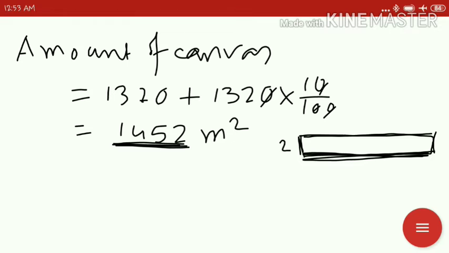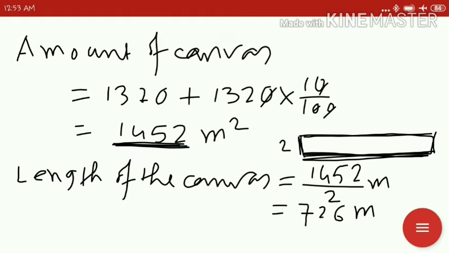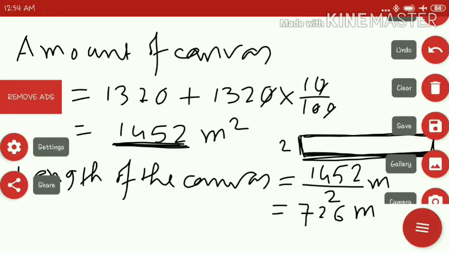If the breadth is given, to find out the length we have to divide the area by its breadth, sorry. So the length of the canvas will be 1452, that was the area, divided by its breadth, that is 2, and if you do the division, you will get 726 meters. That is the length of the canvas. But this is not the complete answer. We need to find out the cost also.